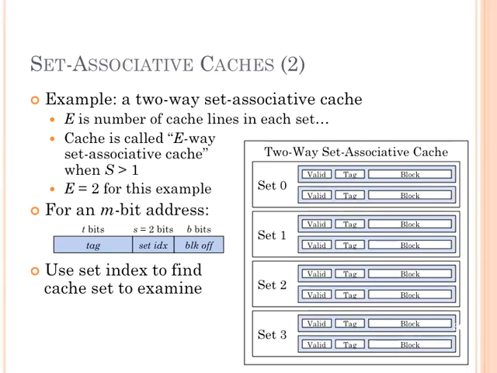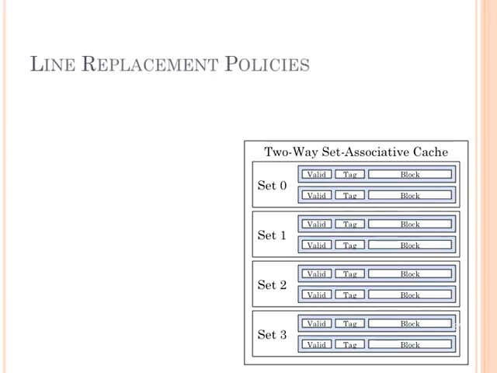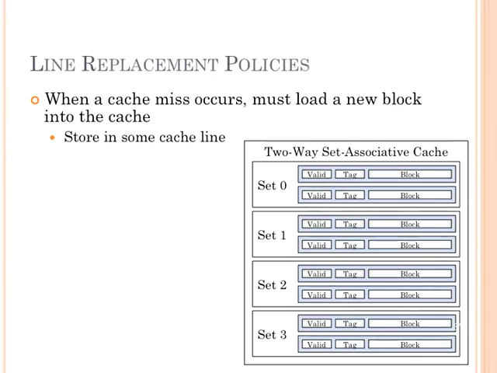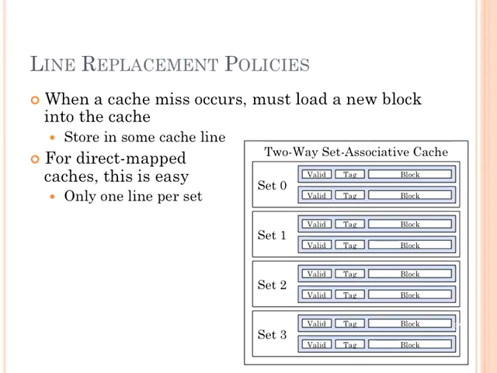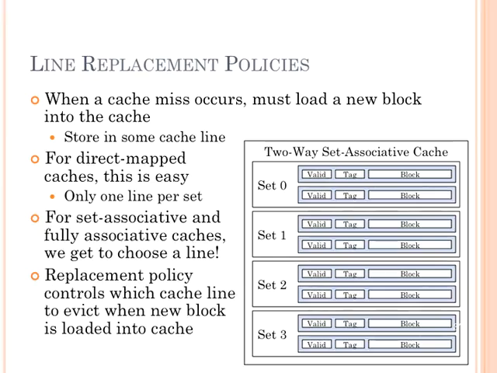All right, let's see. So the set index finds the cache set, and you only have to check a small number of lines. When you have set associative or fully associative caches, then you do need to think about the replacement policy. So a cache miss occurs, you have to load a new block into the cache, so you have to store it into some line, but you have to store it in the same set, just like before. Direct mapped caches don't have this problem because you don't have a choice. But yeah, set associative and fully associative caches, you have to make that choice.